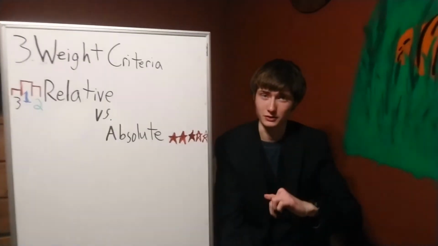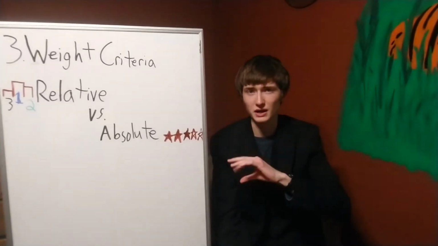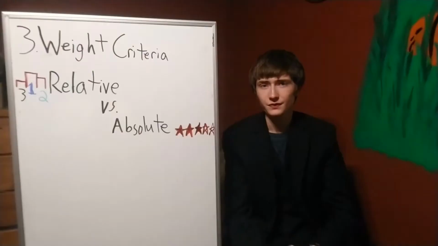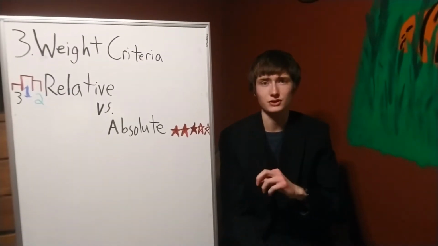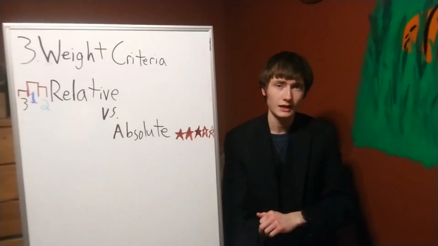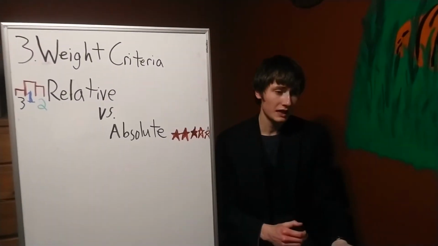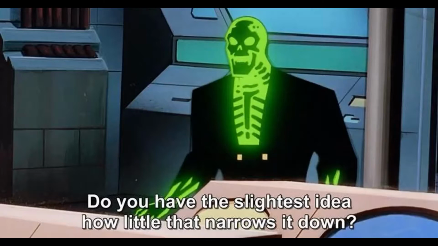Absolute comparisons, on the other hand, require each criterion to be weighted based on its own merits, typically on a scale from 1 to 5. This way you can determine the actual importance of each individual criterion. However, you may end up rating every criterion at a 5, at which point, well.